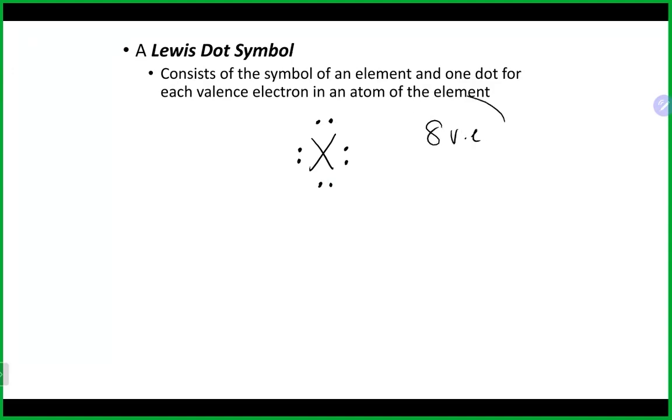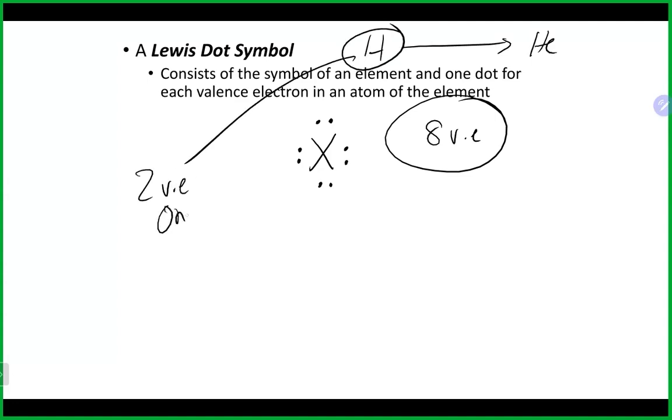8 valence electrons. 8 is a magical number in bonding, because who on the periodic table has 8 valence electrons? The noble gases. That is really the purpose of all bonding, both ionic bonding and covalent bonding: for everybody to achieve the same electron configuration as the noble gases, which, as we just talked about, is 8 for everybody except helium, which is 2. And this is why it's really important, because when you look at the periodic table, hydrogen just needs to get to helium. So hydrogen needs 2 valence electrons only.